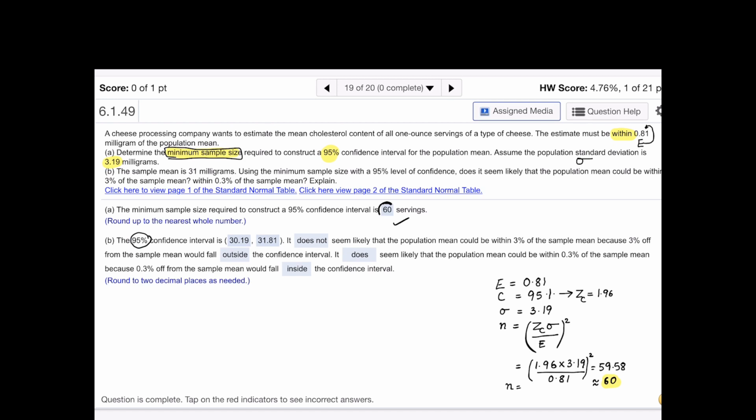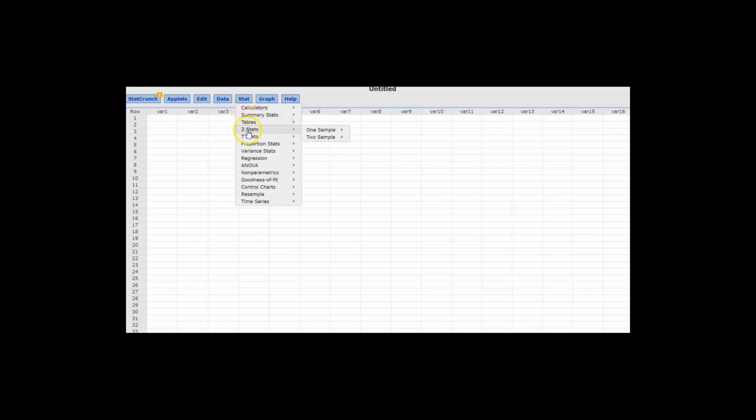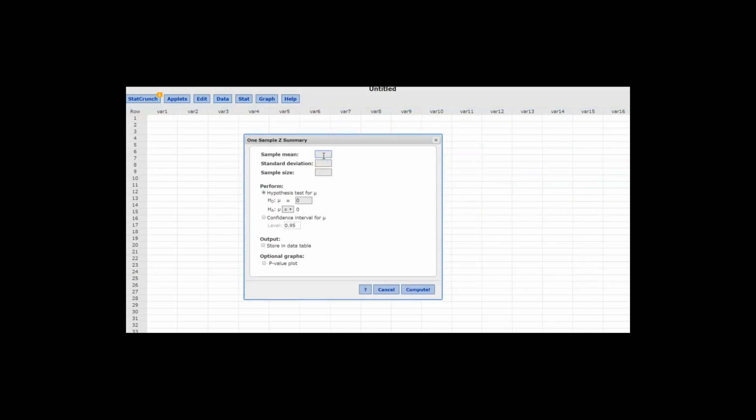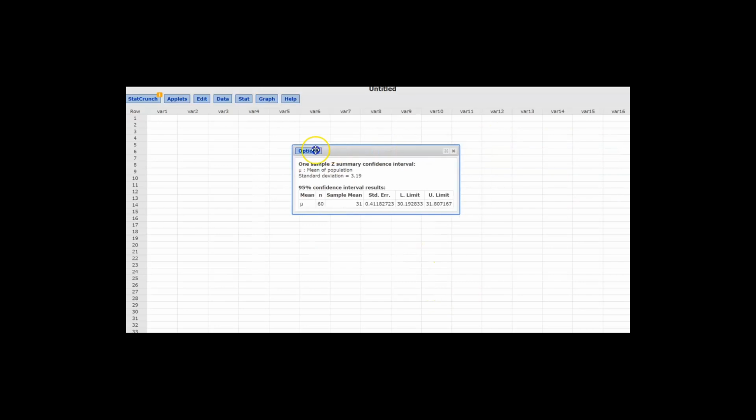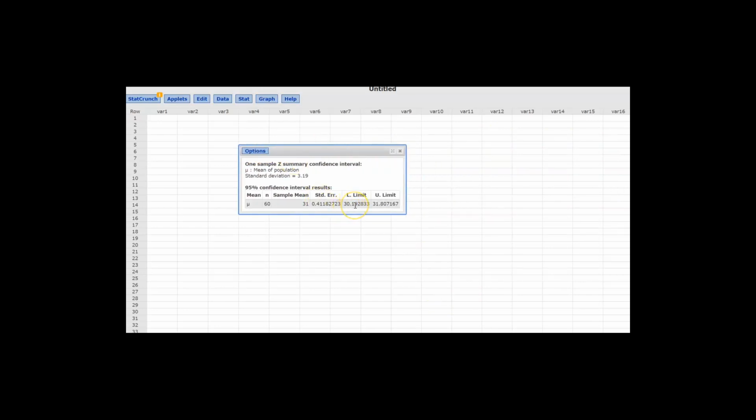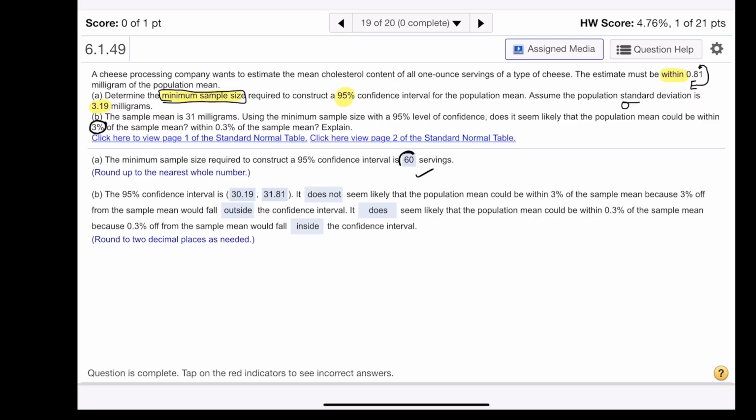And to do that, go to Stats, Z-stats, one sample with summary. I'm going to go ahead and plug in my values. My sample mean is 31 milligrams. My standard deviation is 3.19. And my sample size is what I got from the previous problem, which is 60. And my confidence level, they want me to be 95% confident, so I compute. So you see that my lower limit is 30.19 and my upper limit is 31.81. From StatCrunch, the confidence interval at 95% is 30.19 and 31.81.